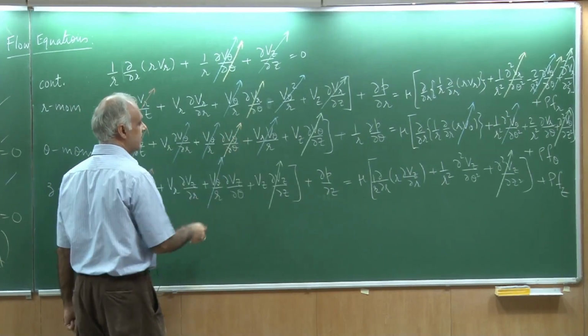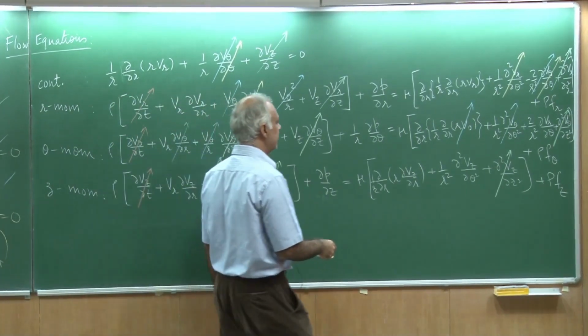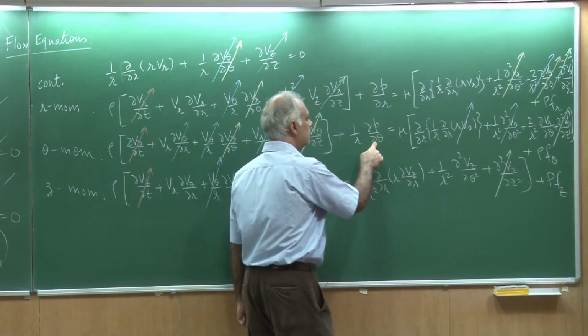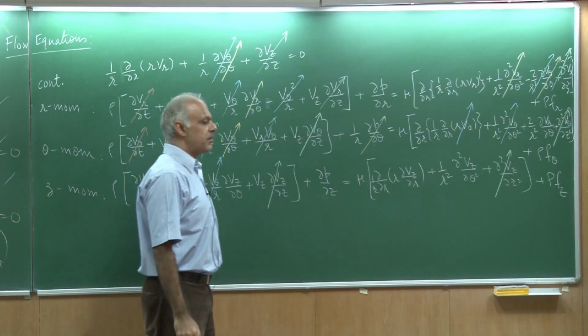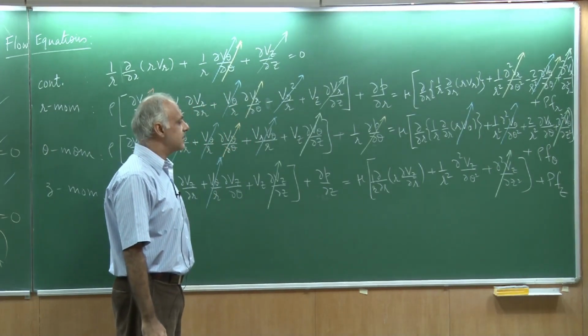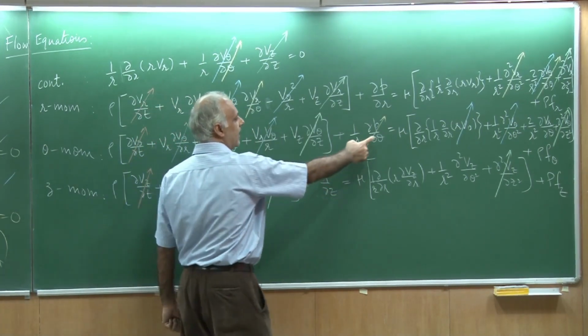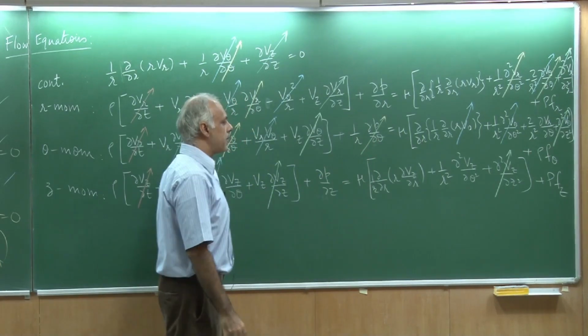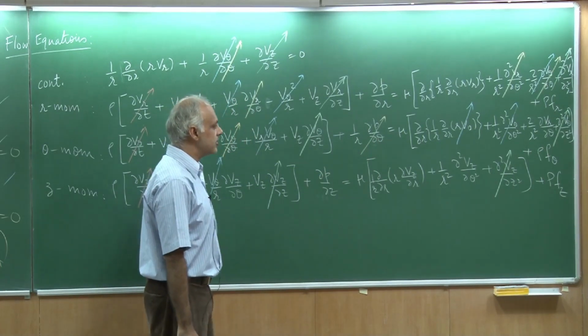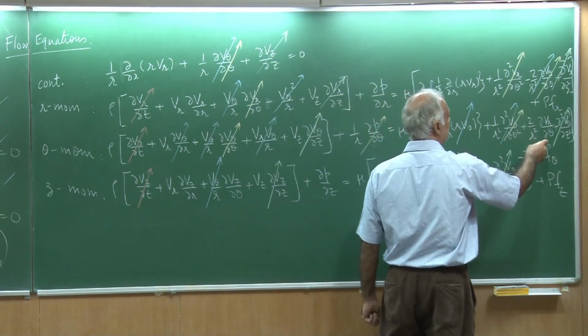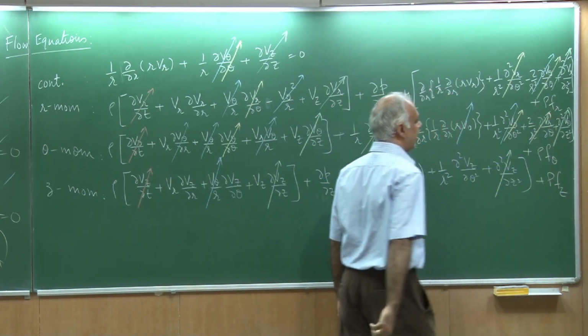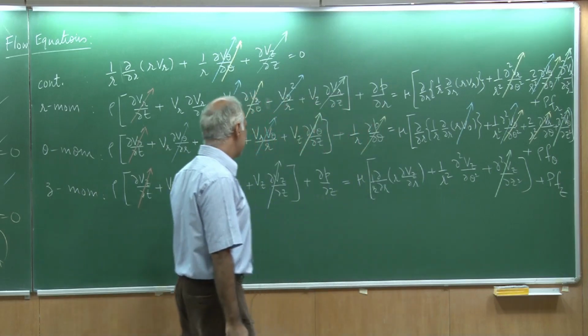Then the same for this term, del by del theta. This one would have to go to 0 because my pressure also has to be axisymmetric. So this time even the pressure gradient term goes to 0. Okay. This one I would have to kick out, and likewise that term as well.